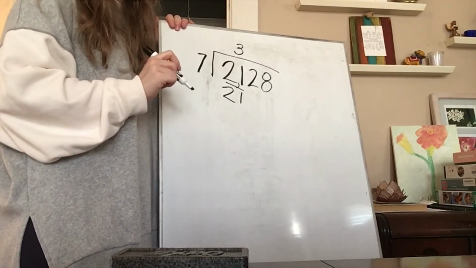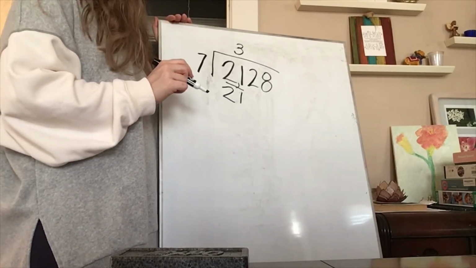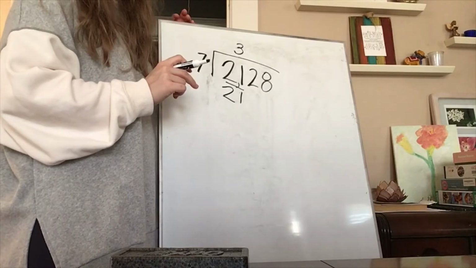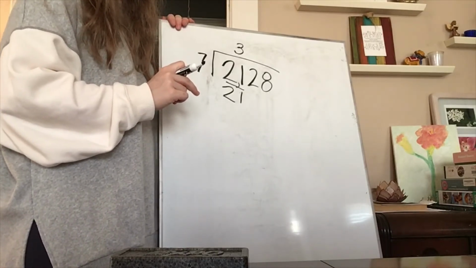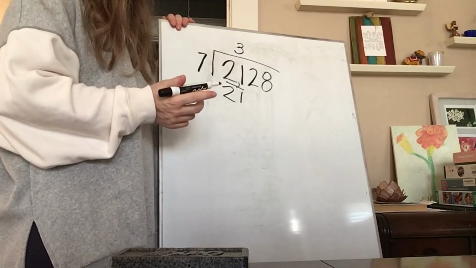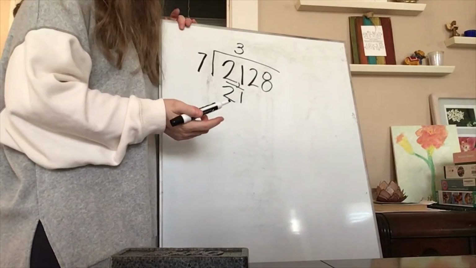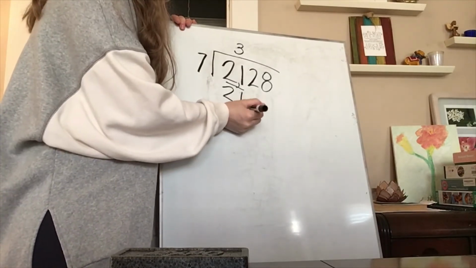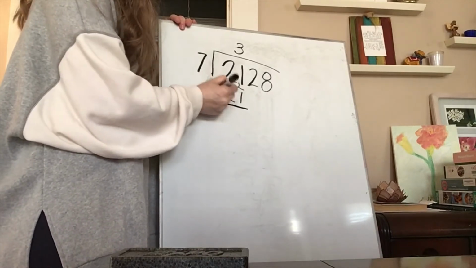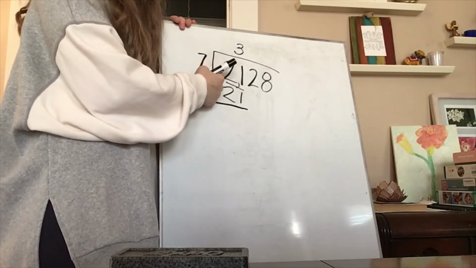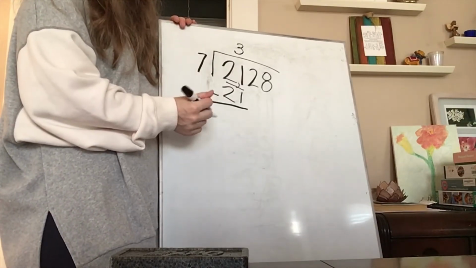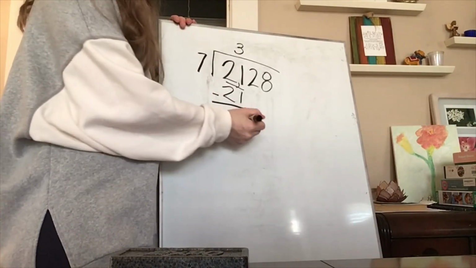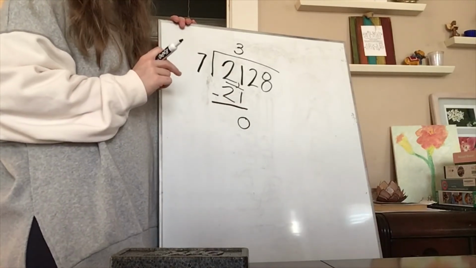Smith, what do I do next? We subtract the answer to our multiplication problem from the first 2 digits of our dividend. Good. We subtract the answer to our multiplication problem, 21, from the first 2 digits of our dividend, also 21. Okay, 21 minus 21 is what, Smith? 0. Okay, what do we do next?